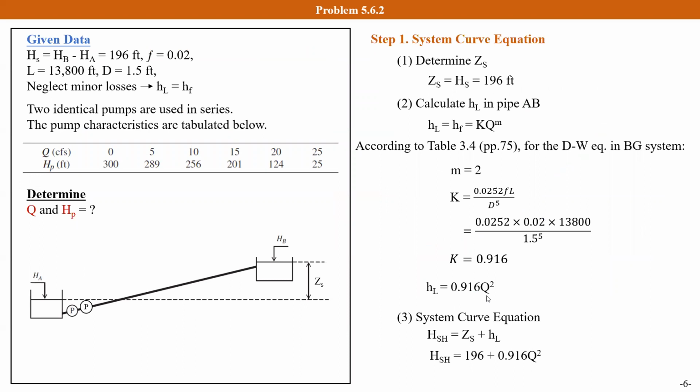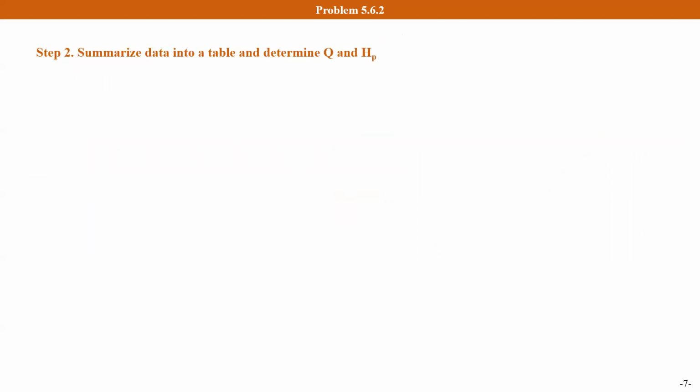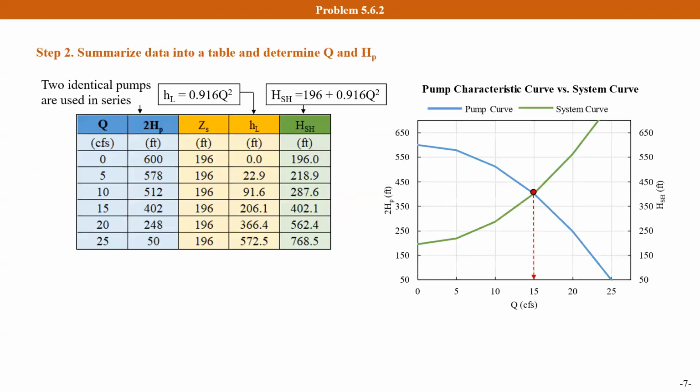After we use the flow rate to represent the head loss and the system head, we can bring the flow rate back into these two equations to calculate the specific value of the head loss and the system head. So the next step, we can use a table to summarize all the information that we got.